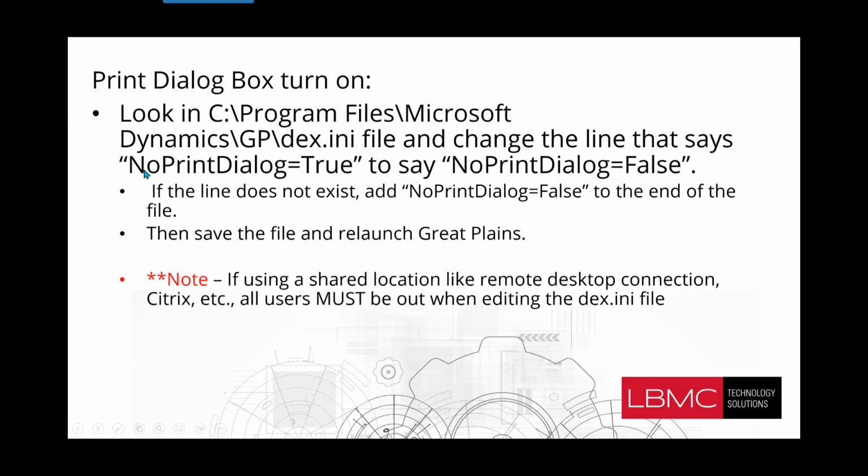Most of the time, if that little box doesn't show up, there's a line in your DEX.INI that says NoPrintDialog=TRUE. I want to change it to say NoPrintDialog=FALSE, so that it will come up and I can do my pixel changes up and down needed to get this to print where I need it in the cells and not have numbers cut off. If I don't have it, you want to add this to the end of the file, then save the file and relaunch Great Plains.